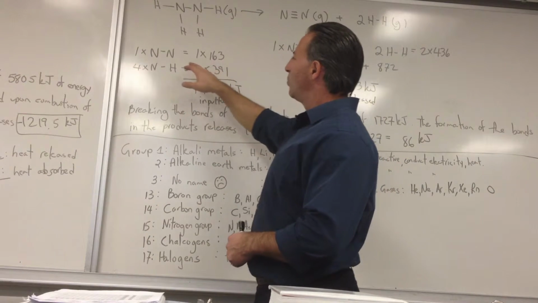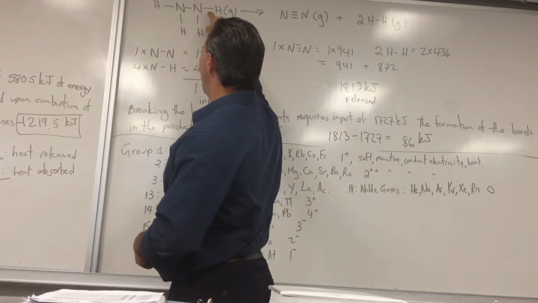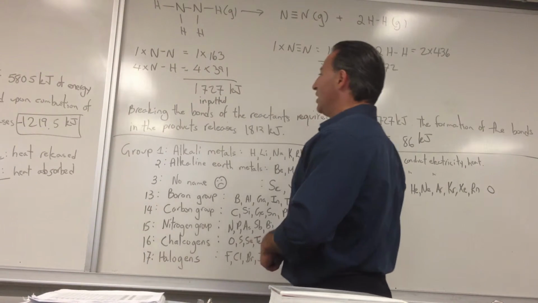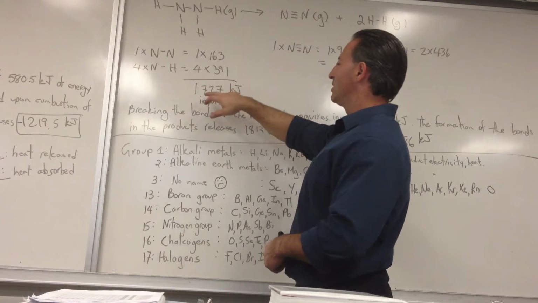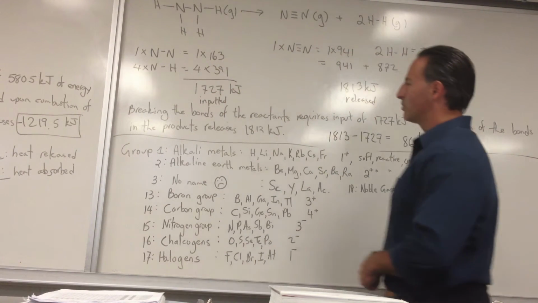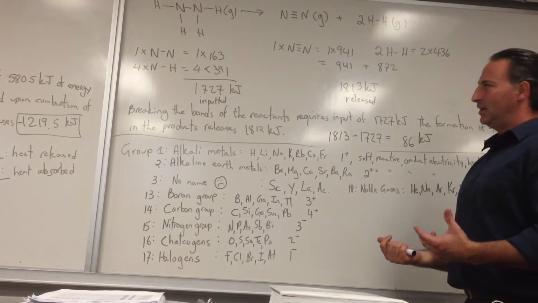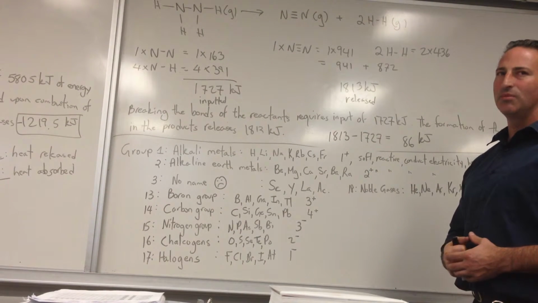And we do an accounting of all the bonds being broken. So the nitrogen bond is being broken, and 4 hydrogen atom to nitrogen bonds are being broken. So the amount of energy that's got to be inputted to make that happen is 1,727 kilojoules per mole. You might ask yourself, how does a fire get started if it takes that much energy to break the bonds?